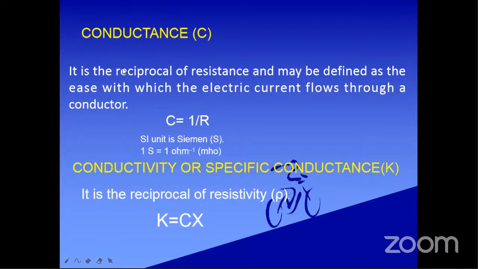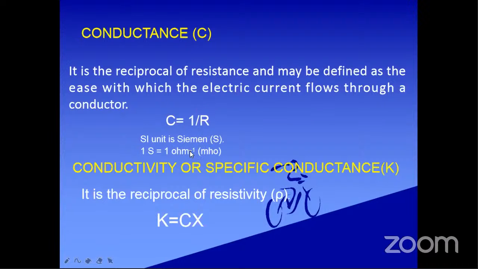What is R here? R is resistance. The reciprocal of resistance is called conductance. So C equal to 1 by R. What are the units for conductance? Siemens, which is nothing but ohm inverse. The unit for resistance is ohms, and resistance is represented with capital R.